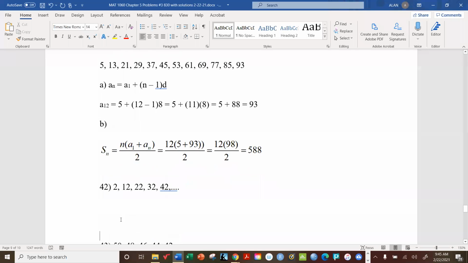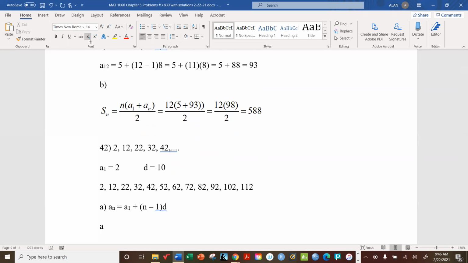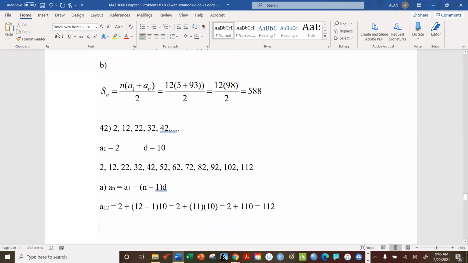All right, beautiful. Now, this one, A1 is clearly 2, and the difference is 10. Good. So why don't we carry this out a little further? Is that 12? 1, 2, 3, 4, 5, 6. It is indeed. All right. So here we're looking for, well, we already know it, but let's use the formula. And we'll get A12 is 2 plus 12 minus 1 times 10. 112. No surprise.